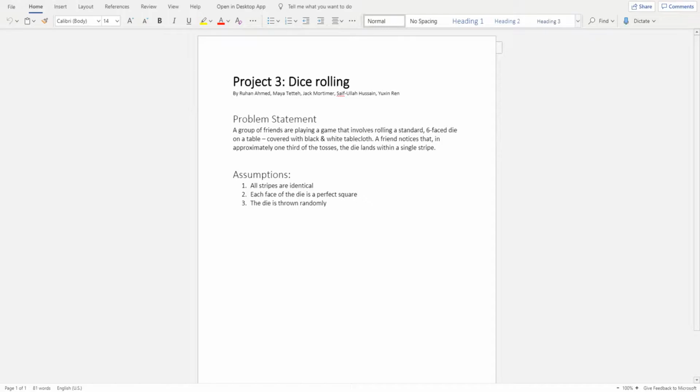Now, our initial assumptions are: 1. All stripes are identical. With this, we can consider the die landing on only one stripe, so the table's width is negligible, i.e. if it lands on the table, it will either land fully within any stripe or not, for example, lying between two stripes. 2. Each face of the die is a perfect square, and 3. The die is thrown randomly.